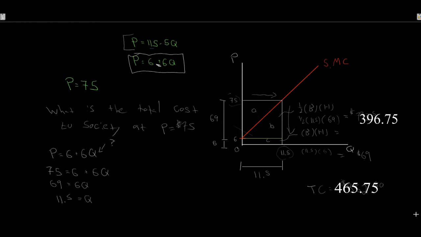And of course, I could have asked that question in completely the opposite fashion. Could have had the same results, and it's a good thing to practice. Could you solve this and get the exact same numbers if I'd asked this slightly differently? That is, what if instead of saying, at a price of 75, I had said, at a quantity of 11.5?